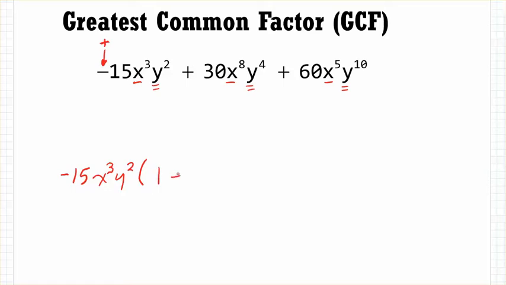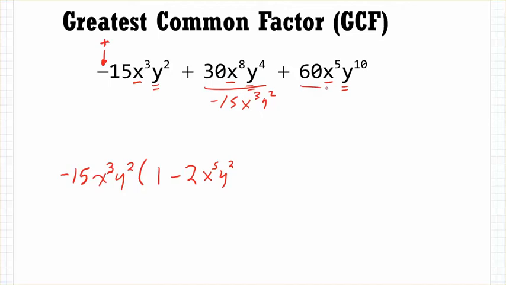The next one, we're going to take the positive 30 and divide it by minus 15, and again, you don't have to show it like this, but as you work through these, you might find it's a little easier to work with. So x to the 8th divided by x cubed is x to the 5th. Again, you subtract. And then y to the 4th divided by y squared gives you y squared left over. So close that. Oops, not done yet.